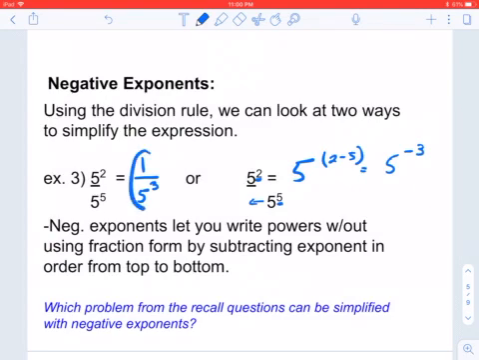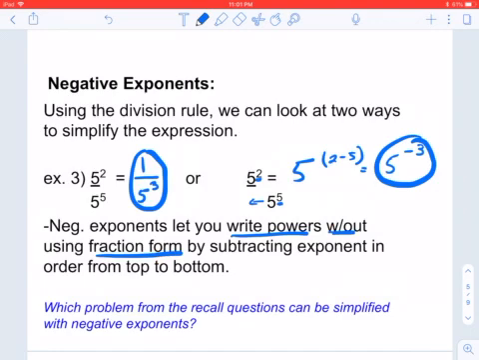So these two answers mean the same thing. So what negative exponents let you do is they let you write powers without using fraction form. So again, we could either show that the powers are left in the denominator, 5 to the third, or we could write that without fraction form by just calling it 5 to the negative 3 power.